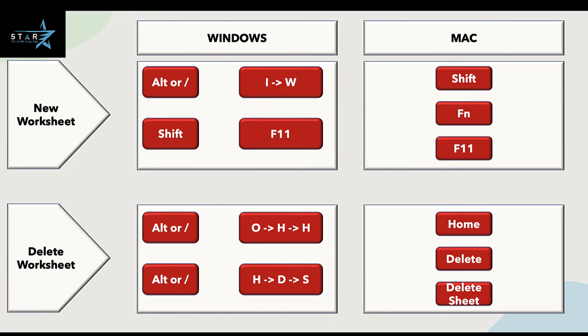How about deleting the worksheet? In Windows, it is again Alt or backslash OHH. There is another shortcut available in the newer version of Excel, which is Alt or backslash HDS. Unfortunately in Mac, there is no shortcut to delete a worksheet. So we will have to go to Home, Delete Sheet. Or we can take another method, which is to just double click on the sheet which we want to delete and we should be able to delete the worksheet.